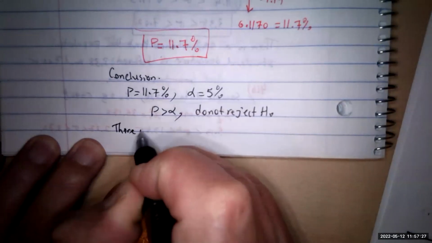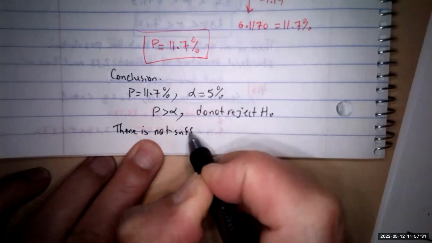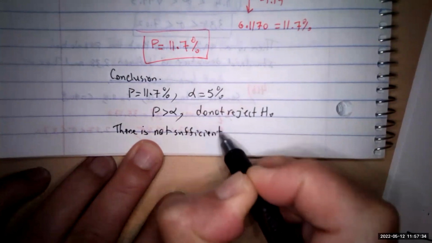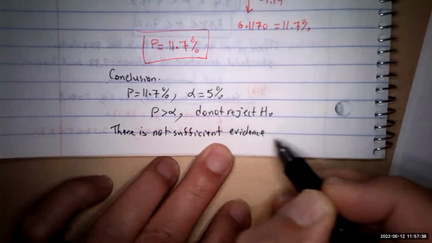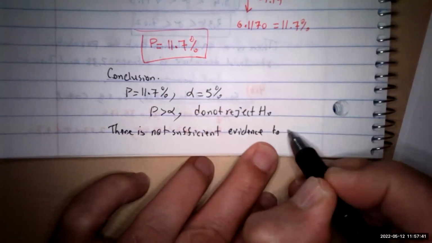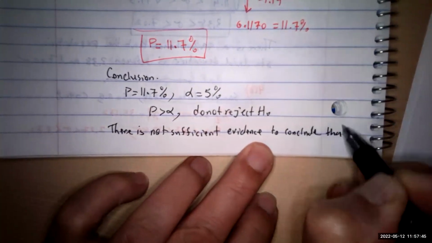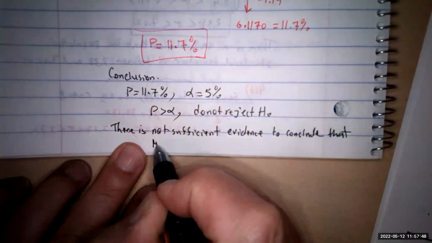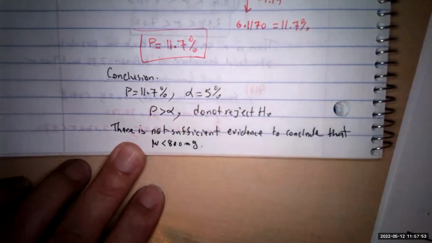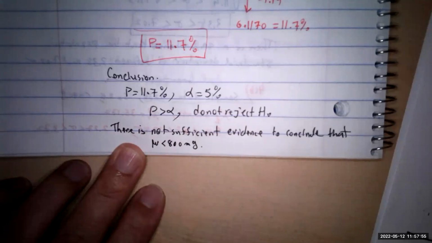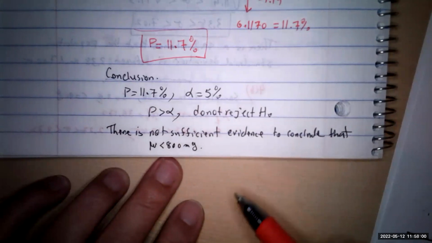Be careful to get this one. There is not sufficient evidence to conclude that the H1, mu is less than 800 milligrams. So this means that was the claim, remember? So this means you do not support the claim, you refute the claim.